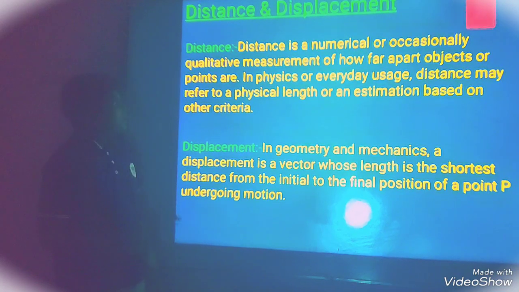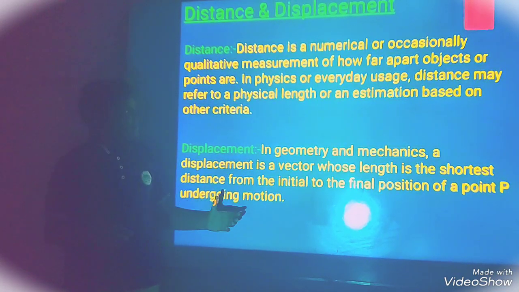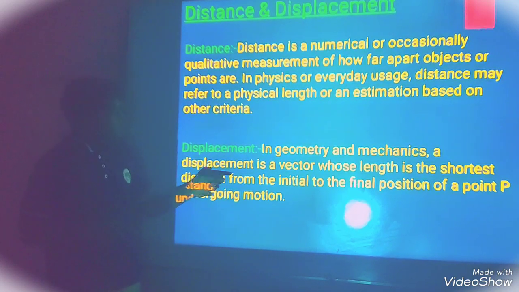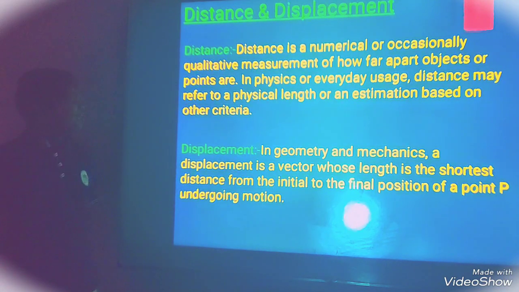Distance and displacement. Distance is a numerical or occasionally qualitative measurement of how far apart objects or points are, in physics or everyday usage. Distance refers to the physical length or an estimation based on other criteria. Displacement. In geometry and mechanics, a displacement is a vector whose length is the shortest distance from the initial to the final positions of a point P undergoing motion.